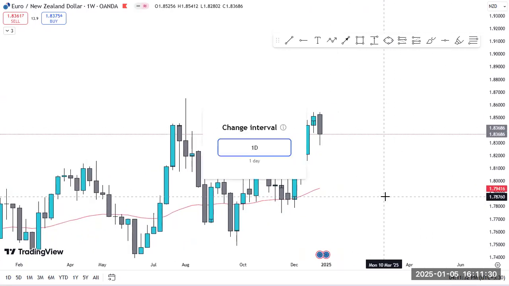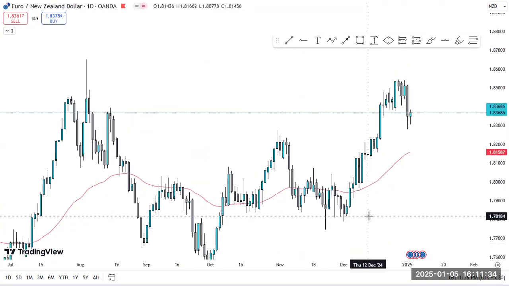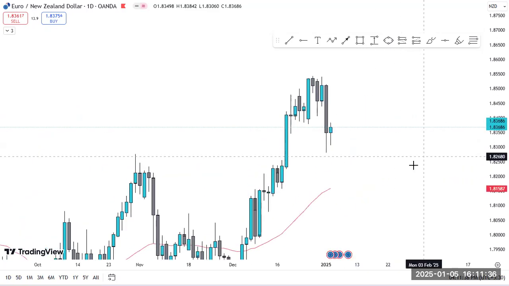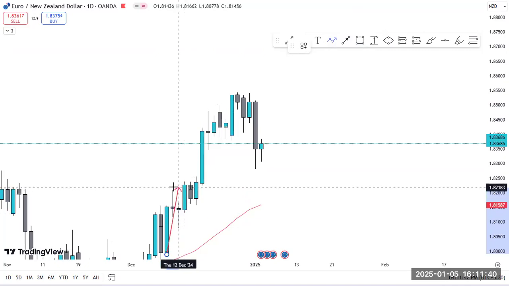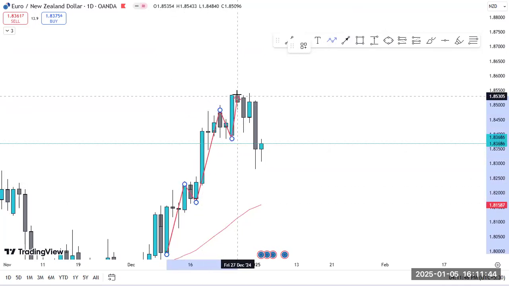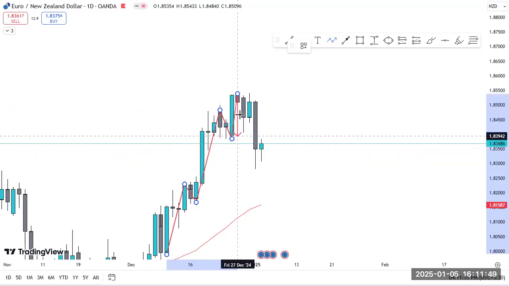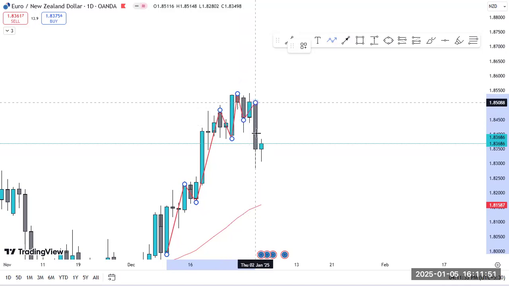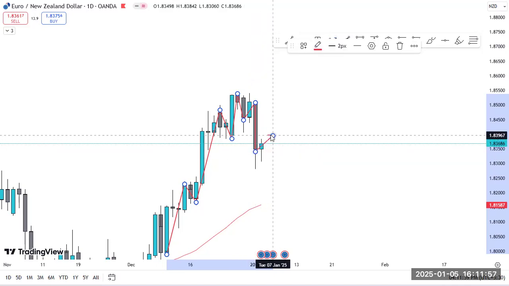Let me go to daily. Yep, something is happening on daily. Okay, let's check it out here. We were bullish. This is our higher high. This is our higher high. This is our higher low. As soon as we broke below this, we are in downtrend now. So in weekly, we are in uptrend. In daily, we are in downtrend, right?